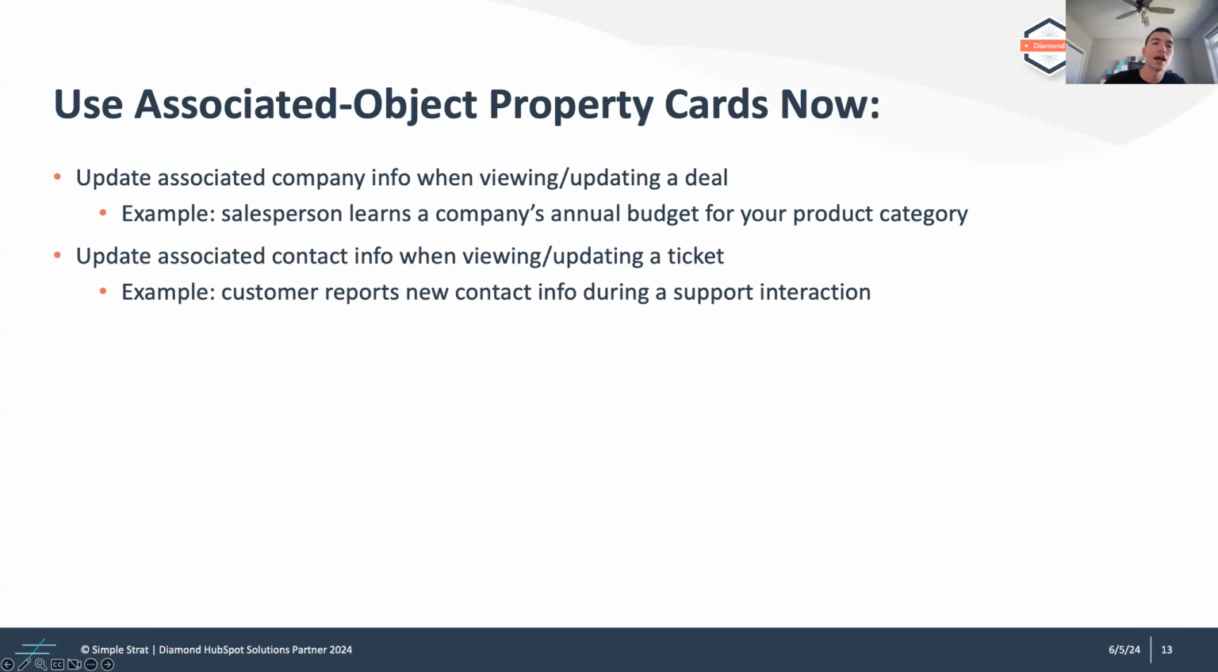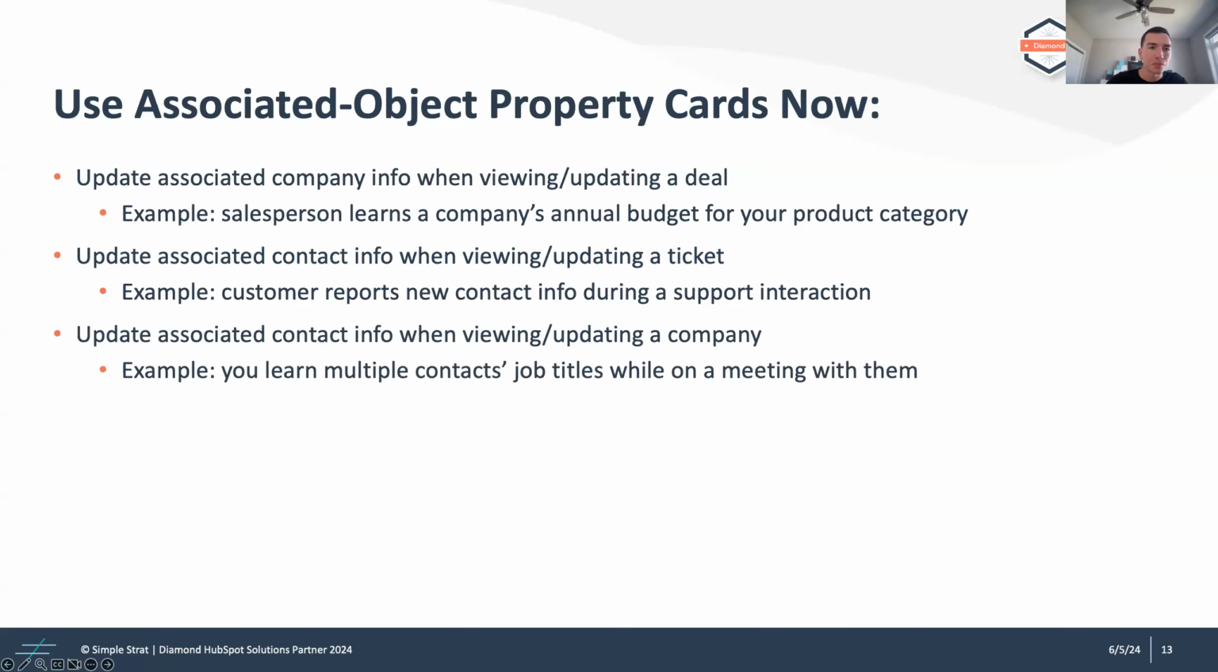Similarly, let's say you're viewing a ticket and you want to update a contact. For example, you're in a ticket working through a support issue, and a customer gives you new contact information, an updated phone number or an updated email address. You could update that contact record right there from within the ticket. Another example would be you're on a call with multiple contacts from a company. You're meeting them for the first time maybe, and you're finally learning all of their job titles, so we've got multiple contacts that we want to update job titles for.